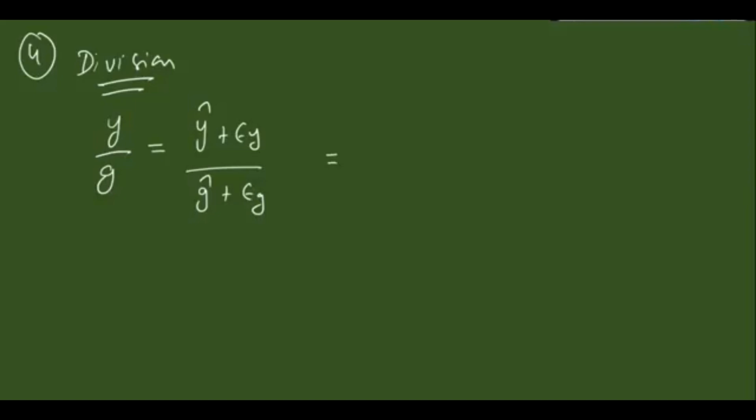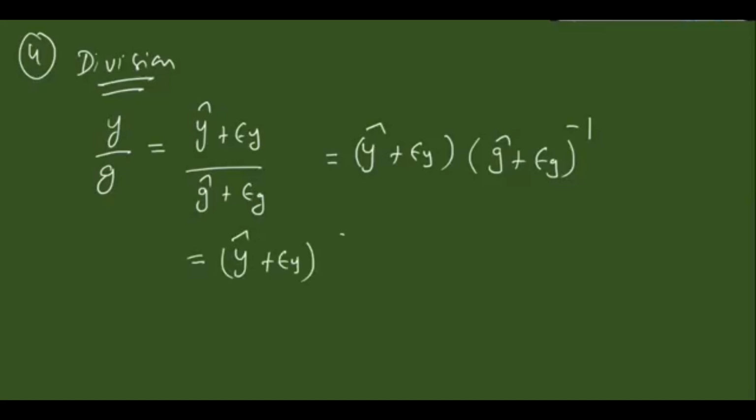So what we have to do is compute y cap plus epsilon y into g cap plus epsilon g inverse. This denominator will be brought on the top side of this calculation. We can clearly see that when I expand this formula, the term we want to expand is from the series expansion.